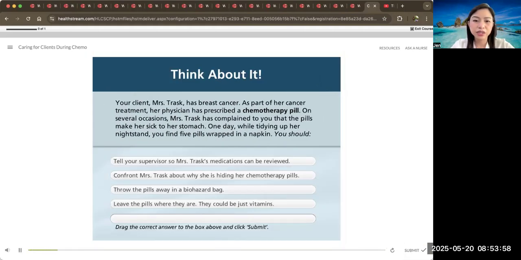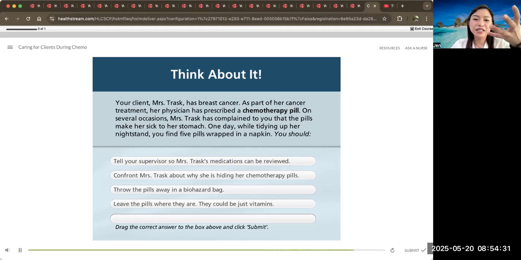Think about it. Your client, Mrs. Trask, has breast cancer. As part of her cancer treatment, her physician has prescribed a chemotherapy pill. On several occasions, Mrs. Trask has complained to you that the pills make her sick to her stomach. One day, while tidying up her nightstand, you find five pills wrapped in a napkin. You should... So let's review.